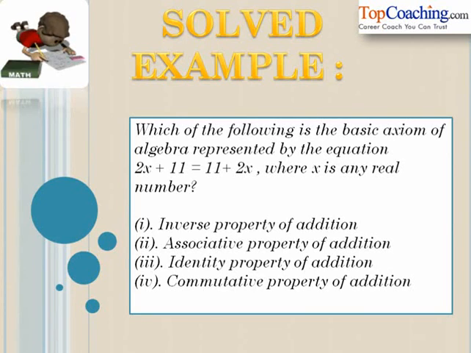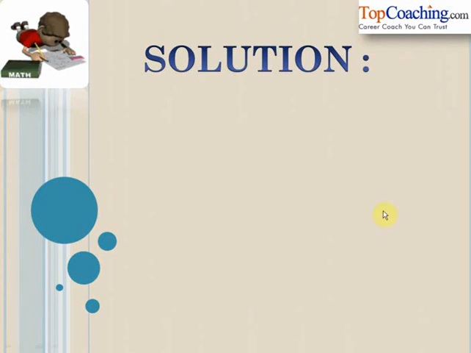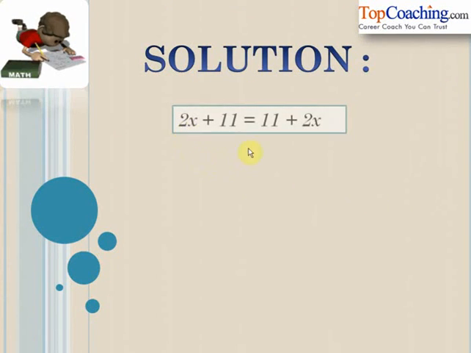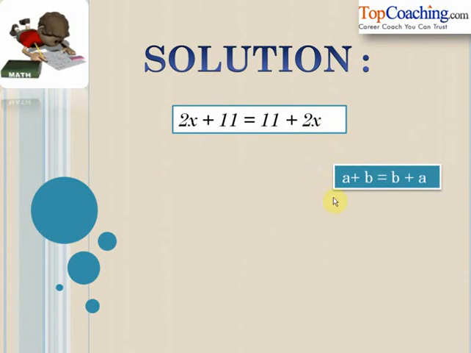In this problem, we have to find out which is the basic axiom of algebra used by this expression, that is 2x plus 11 is equal to 11 plus 2x, and we have to find out which property of algebra or which basic axiom of algebra is represented by this equation. So given to us is 2x plus 11 equal to 11 plus 2x. So this is actually of the form a plus b is equal to b plus a. Here, a is equal to 2x and b is equal to 11.